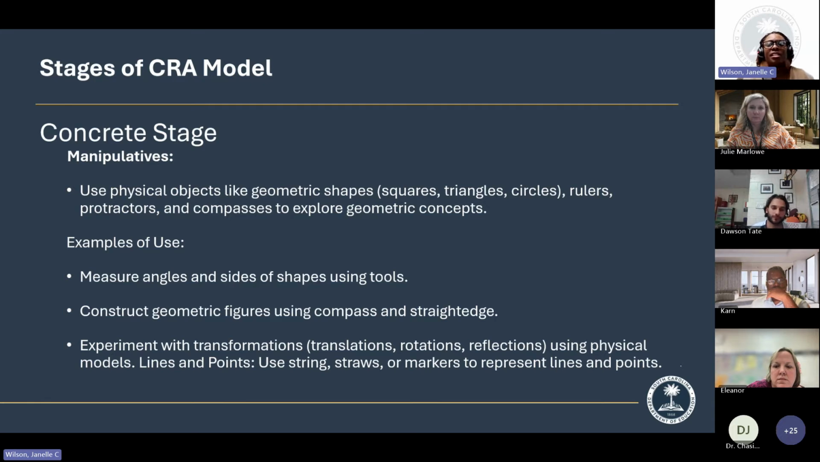So this stage helps students develop a tangible understanding of geometric concepts through hands-on exploration. Students will use these physical objects to explore geometric concepts. Examples of use would be to measure angles and sides of shapes using tools, construct geometric figures using a compass and a straight edge, experiment with transformations, translations, rotations, and reflections using physical models. Lines and points would include using string, straws, or markers to represent lines and points.